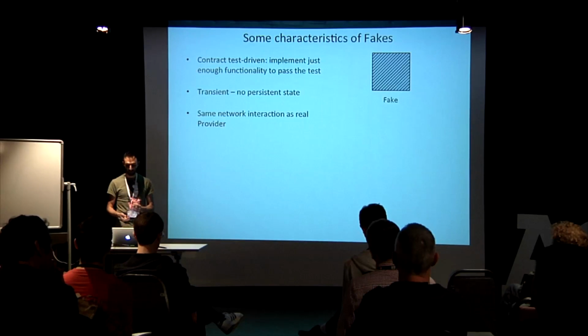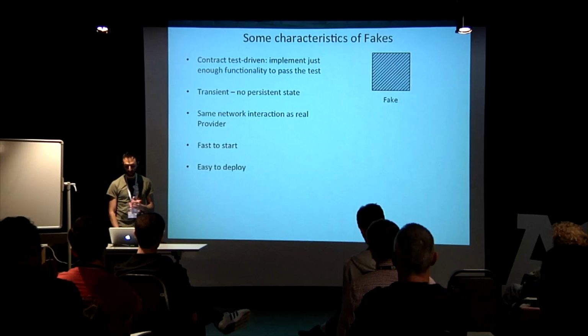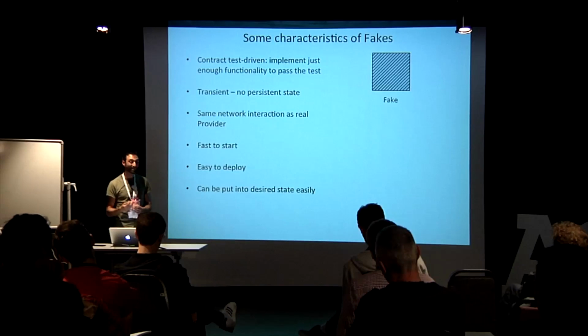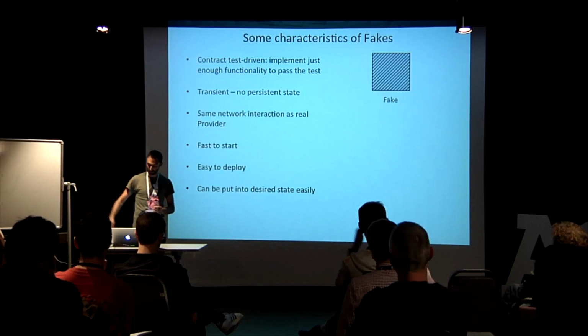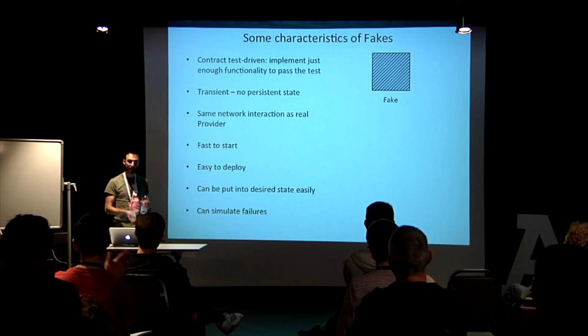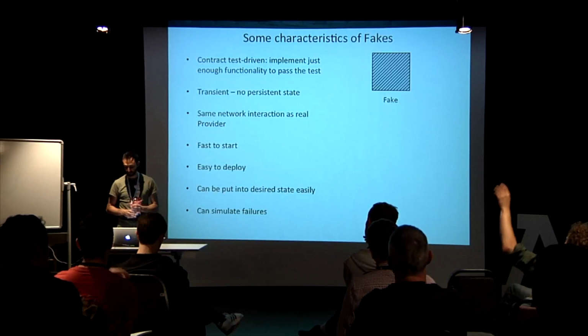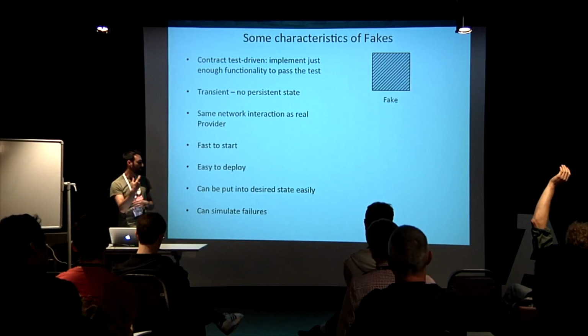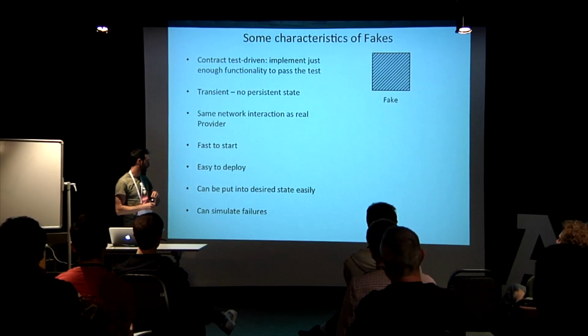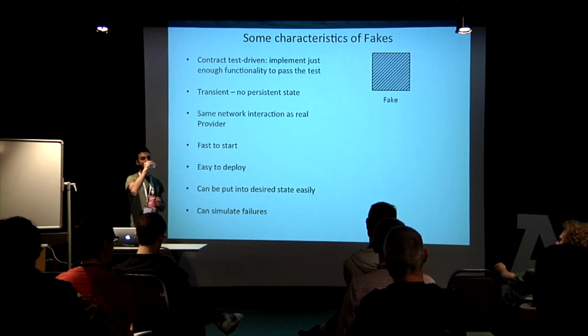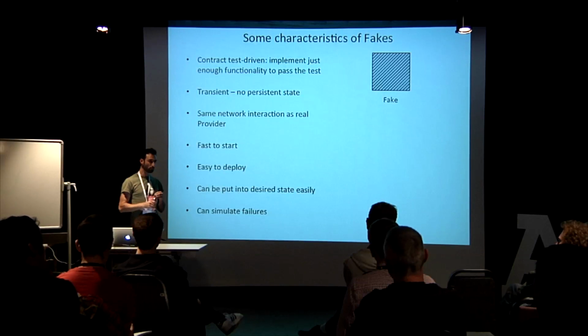They use the same network interface, so that should mean it's easy to swap between the fake and the real system. They look the same on the wire. They're fast to start, easy to deploy. You can put them into the desired state easily, which again can be very hard to do with real systems, especially if there are systems behind those systems or databases behind those systems. And they can simulate failures that it may not be possible to simulate with the real systems, such as a response that's slow. Yeah? So for those last 2 points, you can't really then use the contract test to validate them because you can't get the actual system into that state.